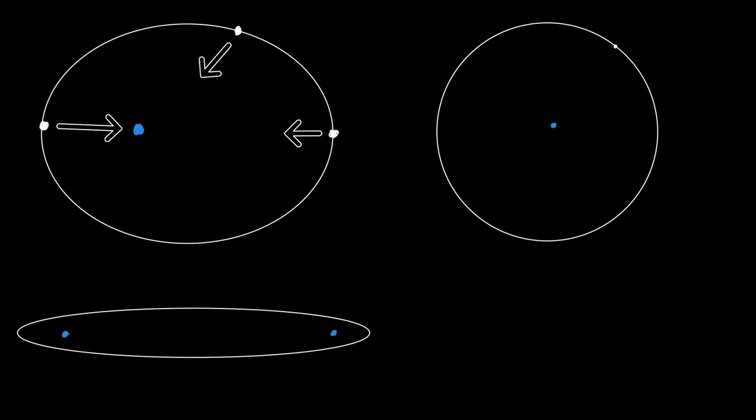Now, remember, at any time, a planet is going to have a velocity that is tangent to the curve. Or the moon is going to have a velocity that is tangent to this curve. The force from the planet does two things. It either speeds up the velocity of the planet and changes the direction of the planet.